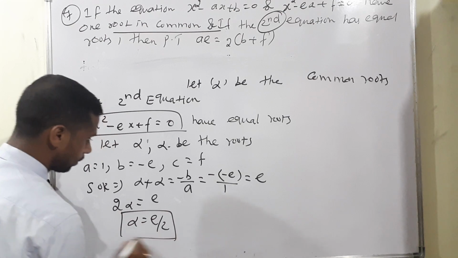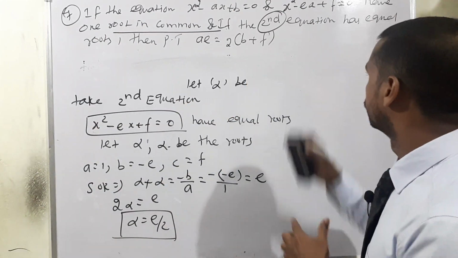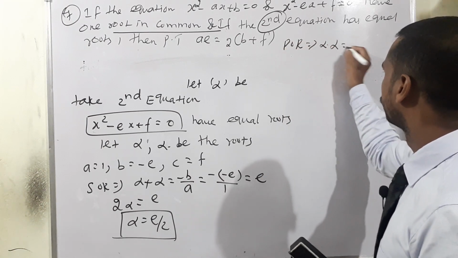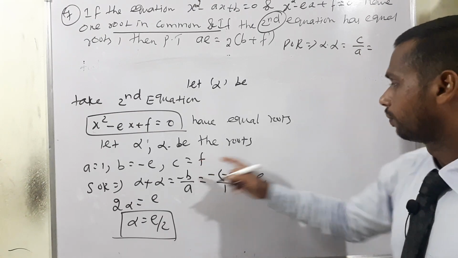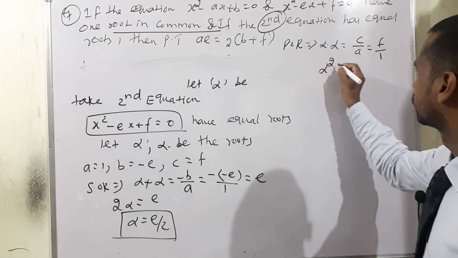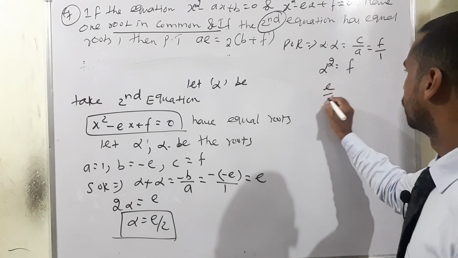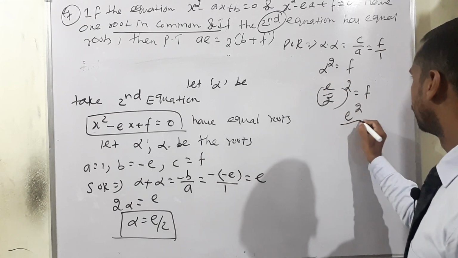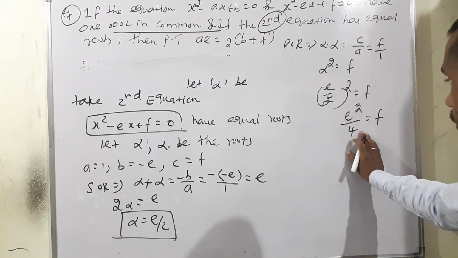That is the first condition. Now the product of the roots, alpha into alpha, is equal to c by a. The constant is f, so f divided by 1. Alpha into alpha means alpha square is equal to f. Alpha we already found, e by 2, so the whole square of e by 2 is equal to f. Therefore e square by 4 is equal to f. Keep it there.